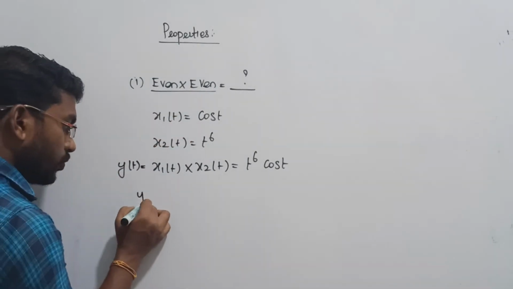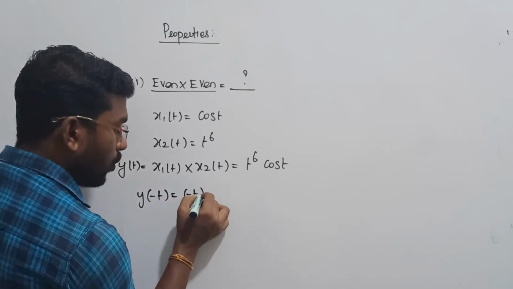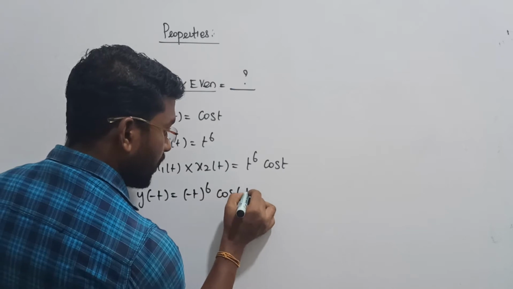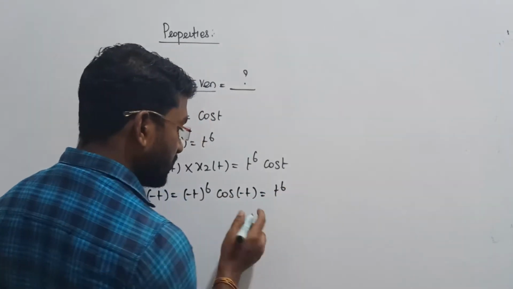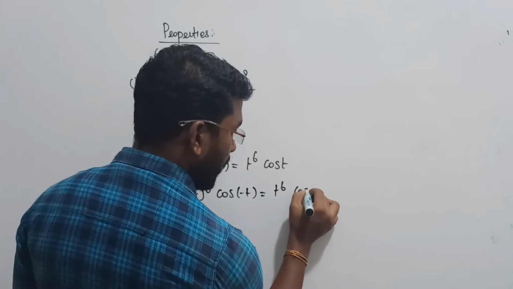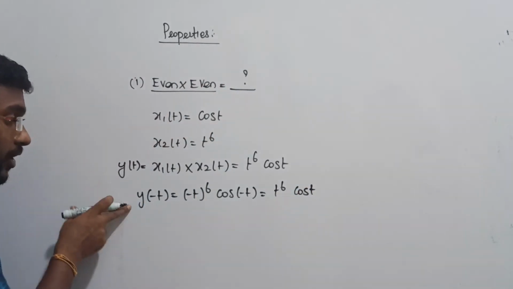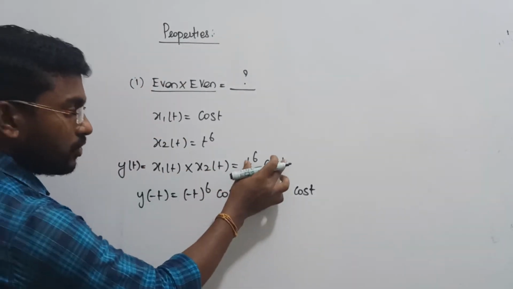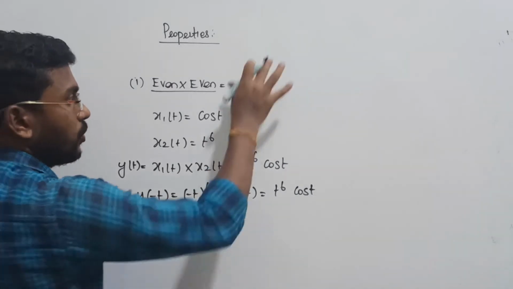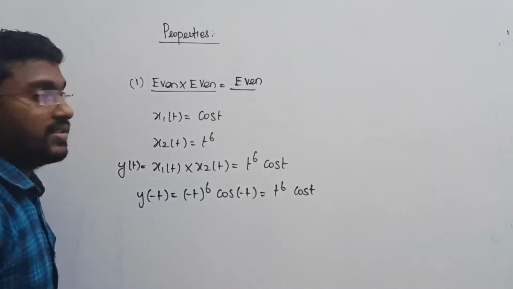For that, this is y of t. Let us find y of minus t. That is minus t whole power 6 into cos of minus t. We all know minus t whole power 6 will once again be t power 6. Cos of minus t is once again cos t only. See that in the resultant, y of t and y of minus t are equal. So the conclusion is the multiplication of two even signals will give you an even signal only.